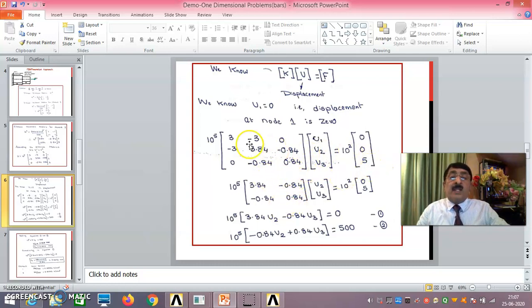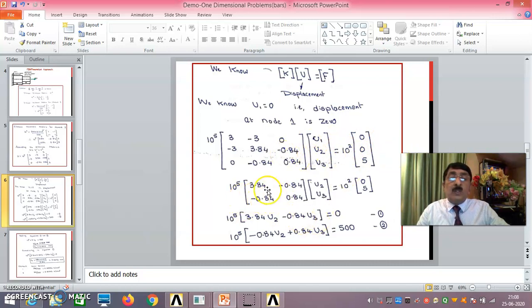Now, the first row, first element is anyway 0. Since this is 0, you have only 3.84, minus 0.84, minus 0.84, and 0.84, times 10 to the power of 5, to consider, because the other ones become 0. U2 and U3 have to be determined. U1 is 0, so I have not considered that row at all.